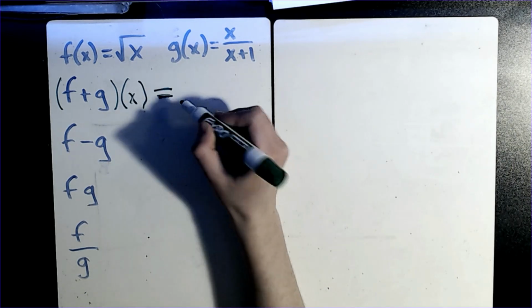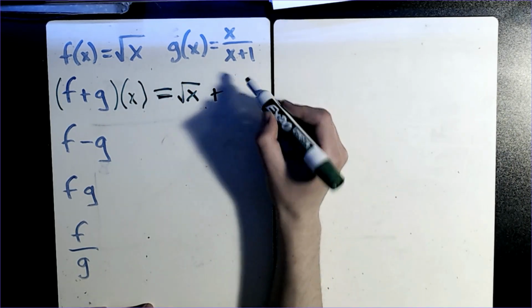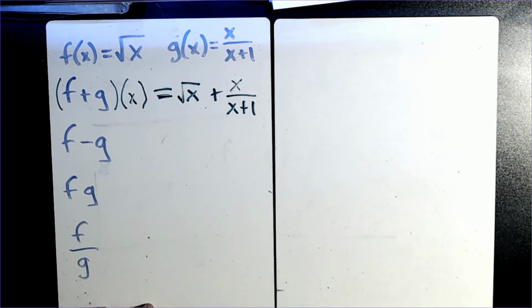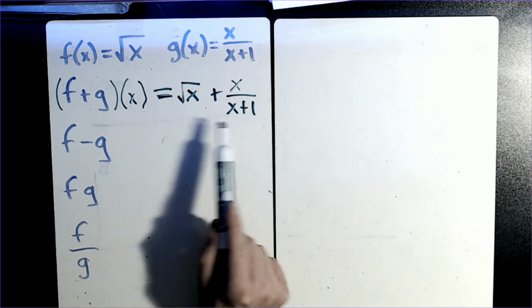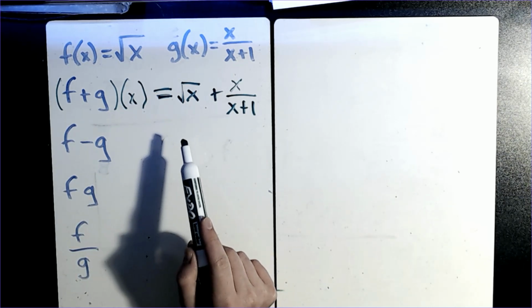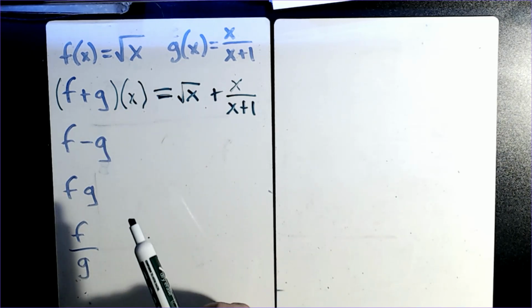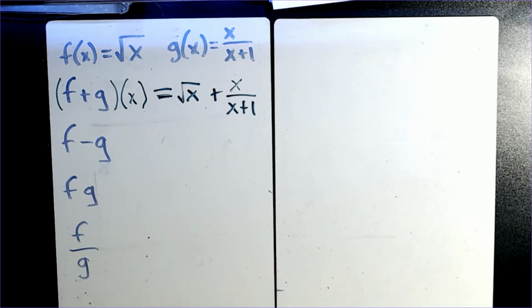So we do square root of x, that's f, plus g is x over x plus 1. Okay, this gives us a new function now, and it is just the sum of the two other functions. So that's not too bad. It's pretty easy.